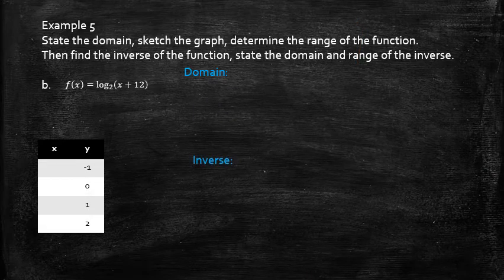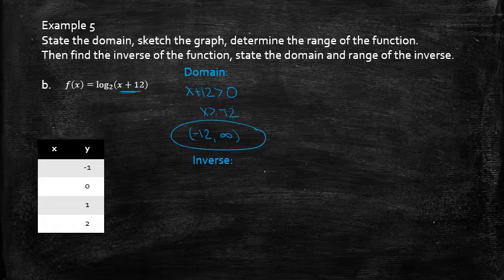Part B is similar. This time our function is y equals log base 2 of x plus 12. So let's start off by finding the domain. Remember that what we input to the log function must be positive. So x plus 12 needs to be greater than 0. So x will be greater than negative 12. The domain is negative 12 to infinity.